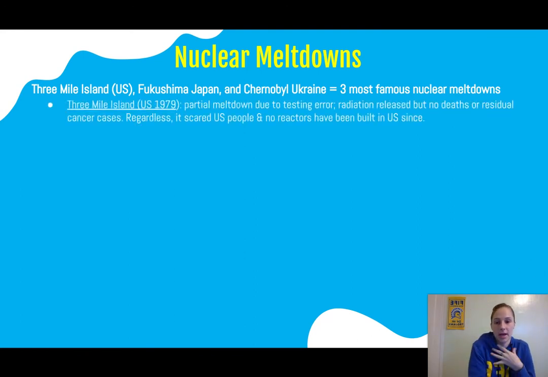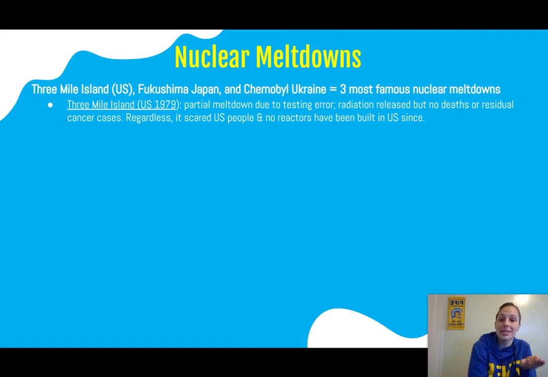So 3 Mile Island happened in the United States in 1979. It was a partial meltdown due to a testing error. Radiation was released, but there were no deaths, and scientists have done longitudinal studies and have not found any cancer cases related to it. But the reason it's important is because this event basically terrified the US population about the potential for using nuclear power and nuclear meltdowns.